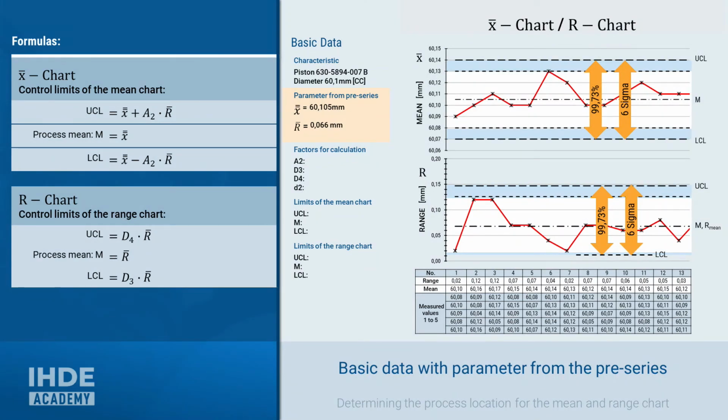So, with that, we would have determined the two required parameters, process mean and range, from the pre-series. Both values, 60.105 and 0.066 mm, have been entered into the table and control charts. Both are a part of the further calculations that we will carry out in the next chapter.